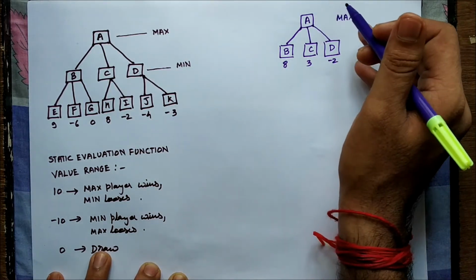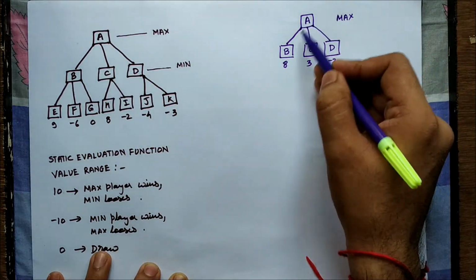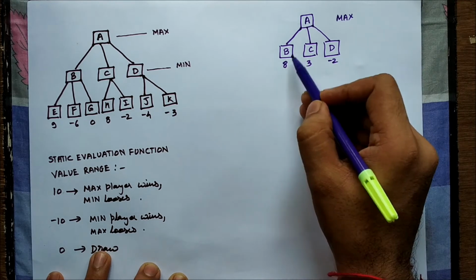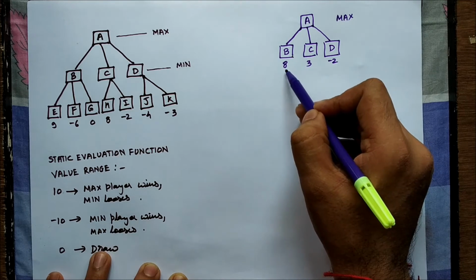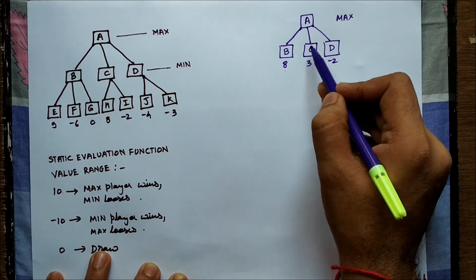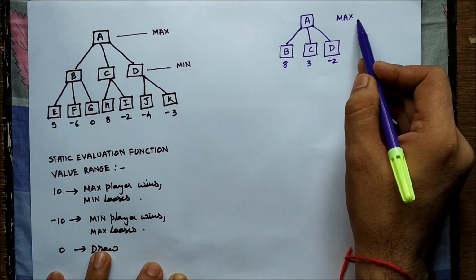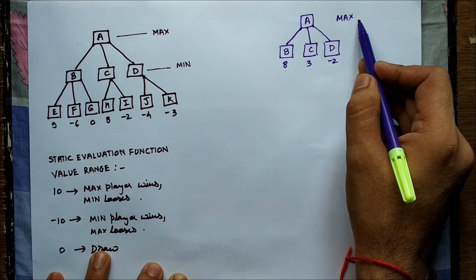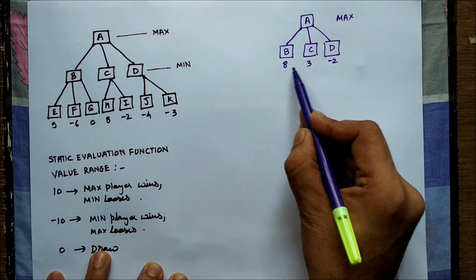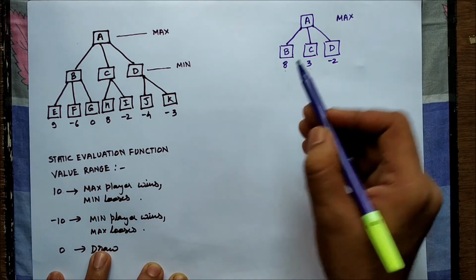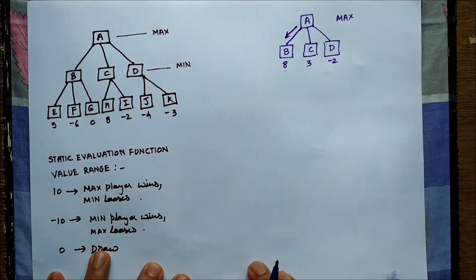So initially, when the max player, the computer player, starts playing the game, he sees that there are 3 possible moves that he can make. He also sees that if I choose a move that takes me to state B, then the advantage I'm going to get is 8. If I choose C, the advantage will be 3. If I choose D, the advantage will be -2. Since it is the max player, his aim is to choose the node which has the maximum heuristic or static evaluation function value. Out of 8, 3 and -2, 8 is maximum, and that's why it decides to go for B.